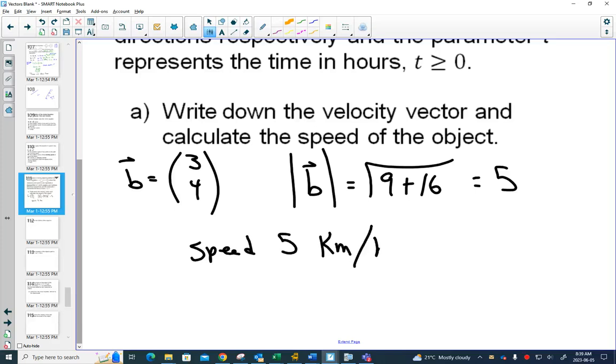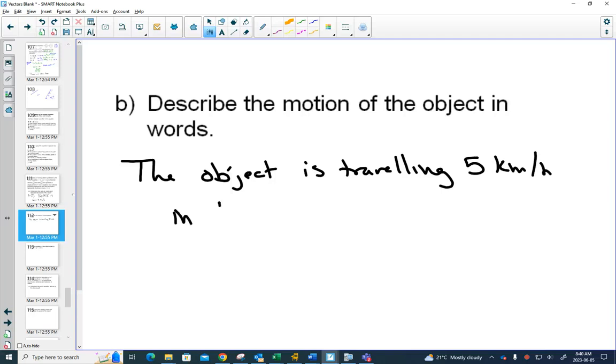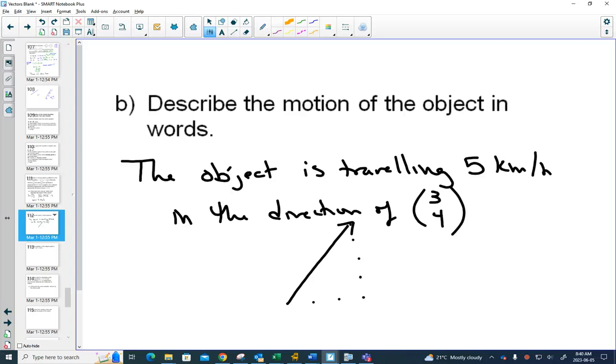We look at time. Time here is measured in hours, and distance was measured in kilometers. So we can say that the speed of this object is 5 kilometers per hour. It's traveling 5 kilometers per hour in the direction of (3, 4). So very much like slope, if we drew this vector and we went 1, 2, 3 over and 1, 2, 3, 4 up, that's the direction that this object is moving, and we know that its speed is 5 kilometers per hour.